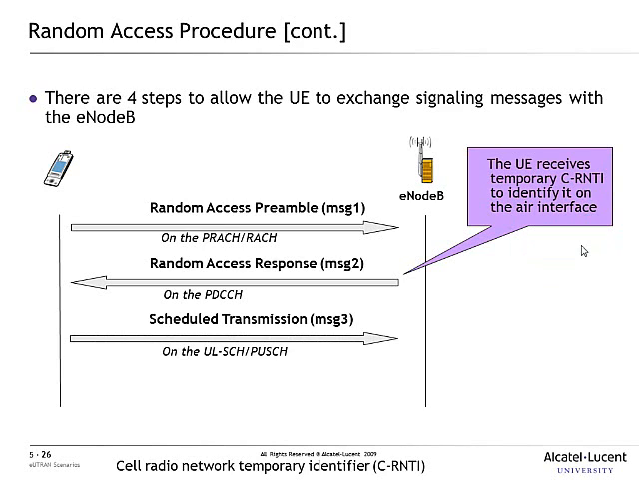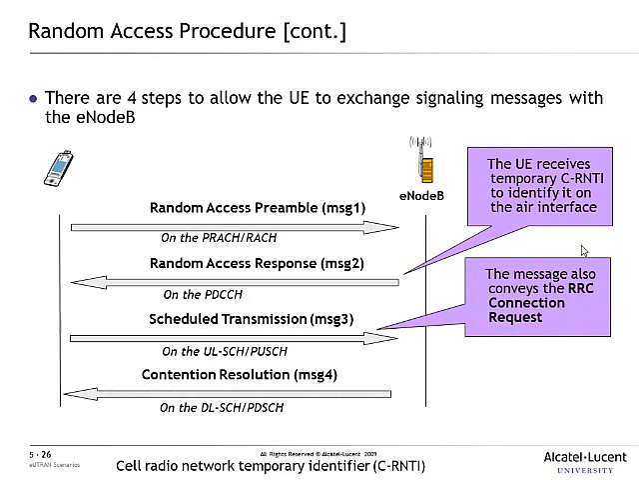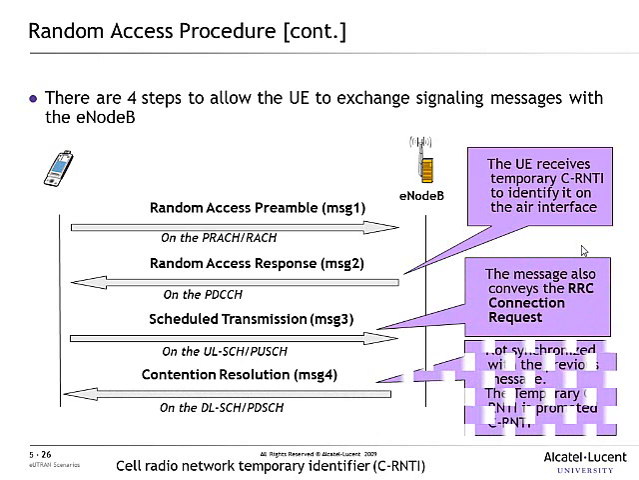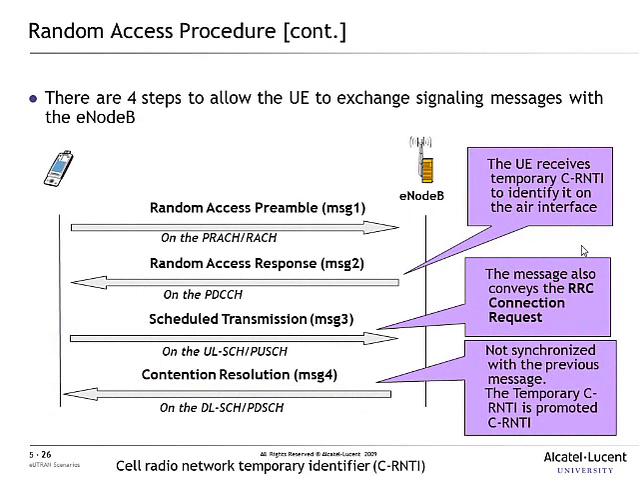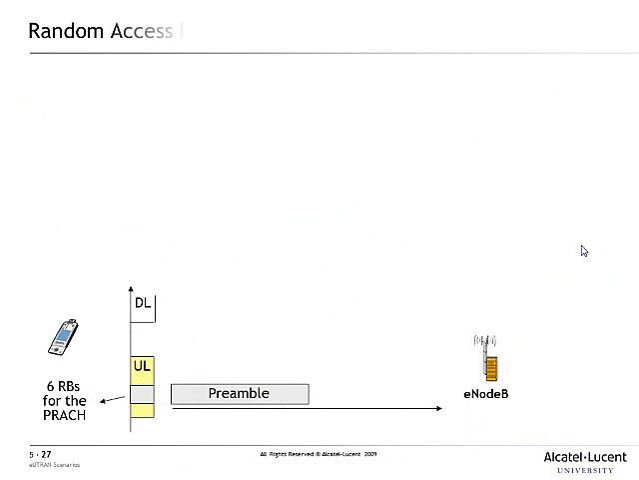Then you may send a request for transmission on the uplink shared channel, which will contain your RRC connection request, and then you will get a response saying that everything is resolved and your transmission has been received. Okay, and so this is all done. This is the random access procedure. You can think of it as a four-way procedure to get your mobile connected.